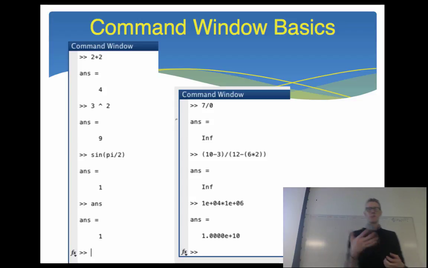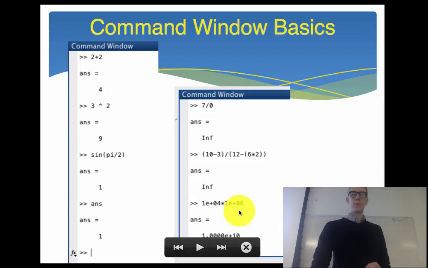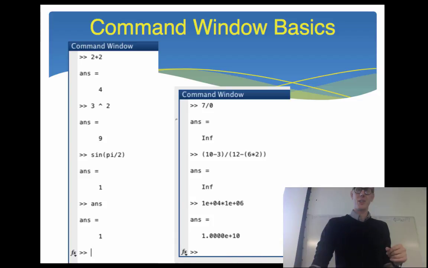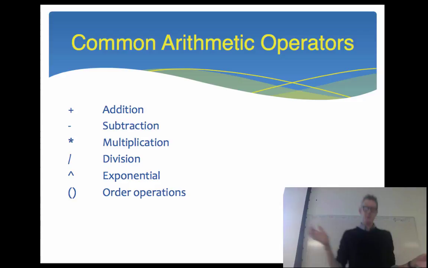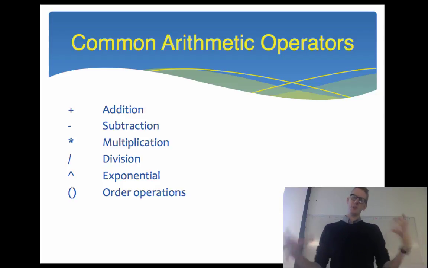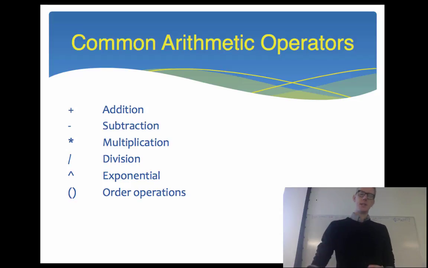So you can raise things to the power using this engineering notation. So 1 times 10 to the 4 multiplied by 1 times 10 to the 6 would be written like this, 1e+4 multiplied by 1e+6. And overall it evaluates as 1 times 10 to the 10. So these are the common arithmetic operators that we're coming across. There is addition, negation, multiplication, division, exponentials, and you can use your brackets to order things the way you might expect. So there are ways of doing more advanced things, but these are the basics that you'll be working with.